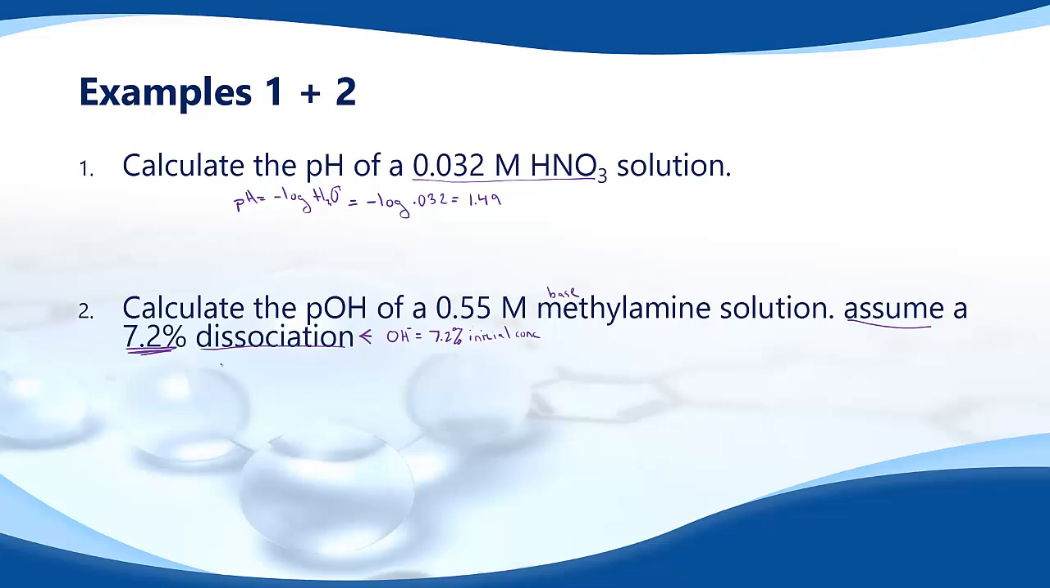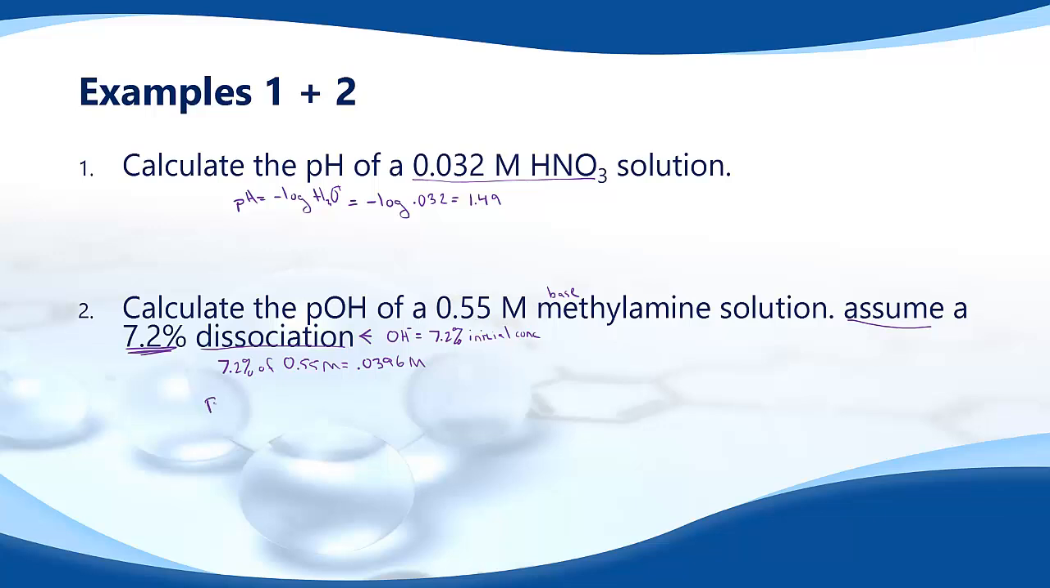So first thing I have to do is I'm going to do 7.2% of 0.55 molar. Right, so 0.072 times 0.55 gives me 0.0396 molar. That is the concentration of hydroxide in this solution.